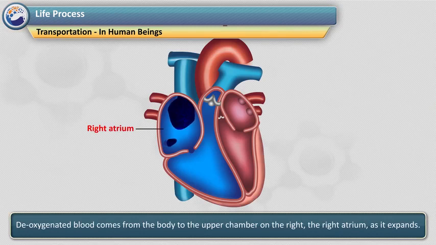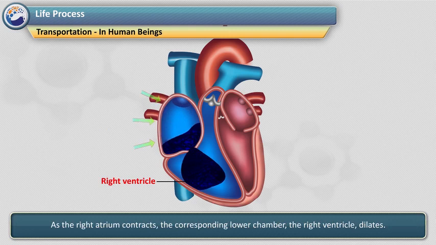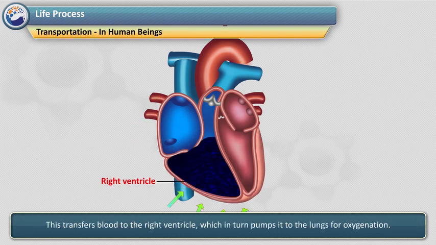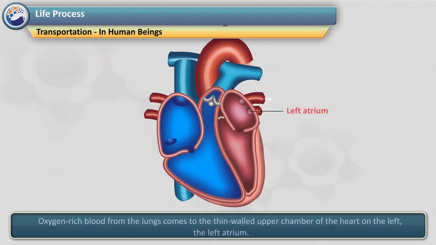Deoxygenated blood comes from the body to the upper chamber, the right atrium, as it expands. As the right atrium contracts, the corresponding lower chamber, the right ventricle, dilates. This transfers blood to the right ventricle, which in turn pumps it to the lungs for oxygenation.